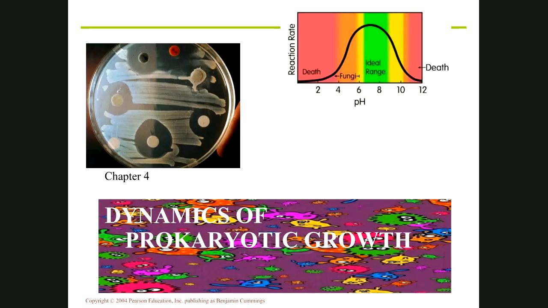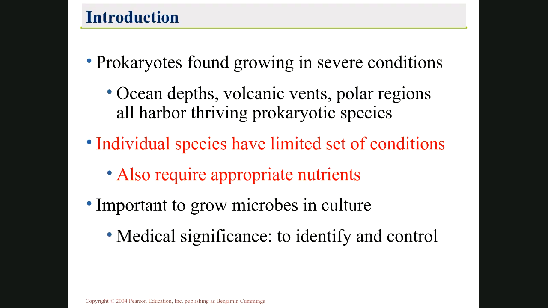Okay, so chapter 4. Chapter 3 gave us an overview of the prokaryotic cell. Chapter 4 is going to go over what the cell needs in order to survive. What are the factors that affect cell growth? And first, we look at cell growth itself. And when we look at cell growth, we're looking at two things.